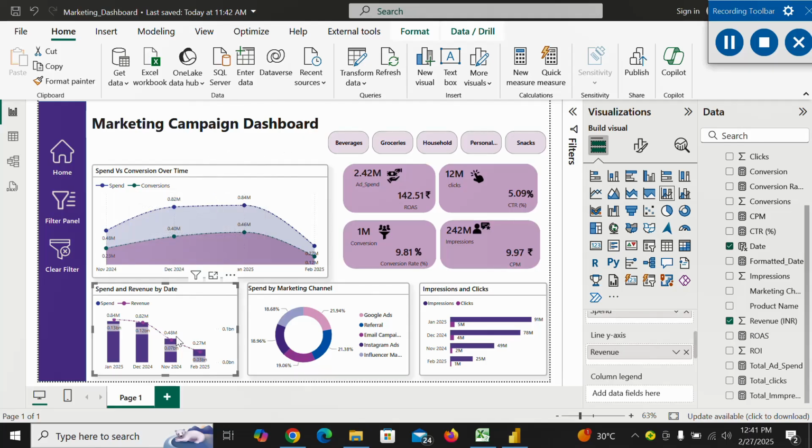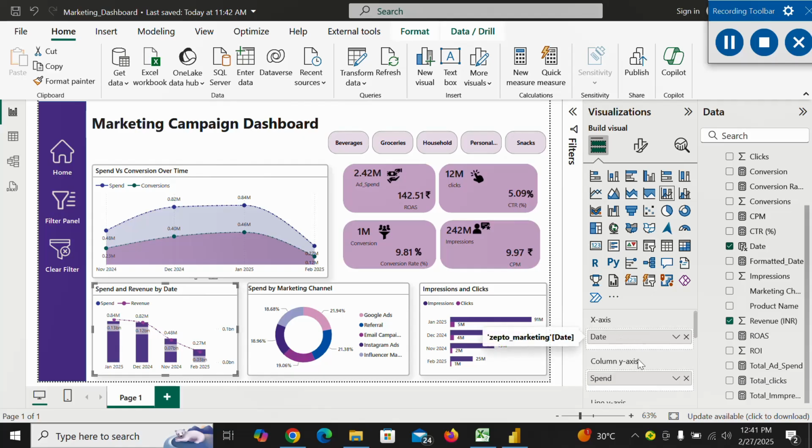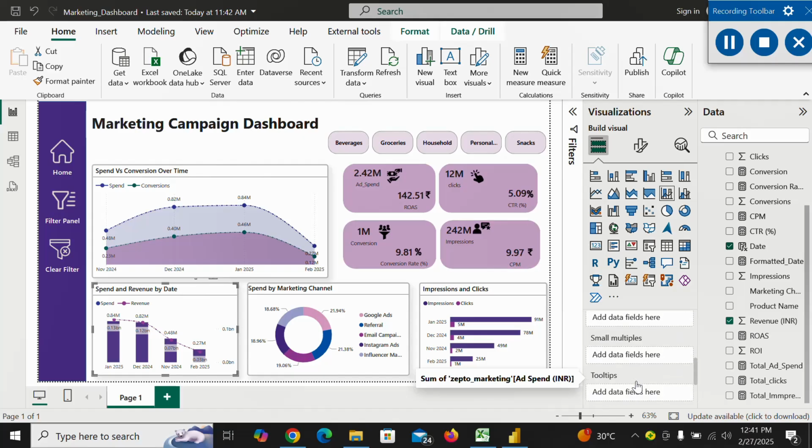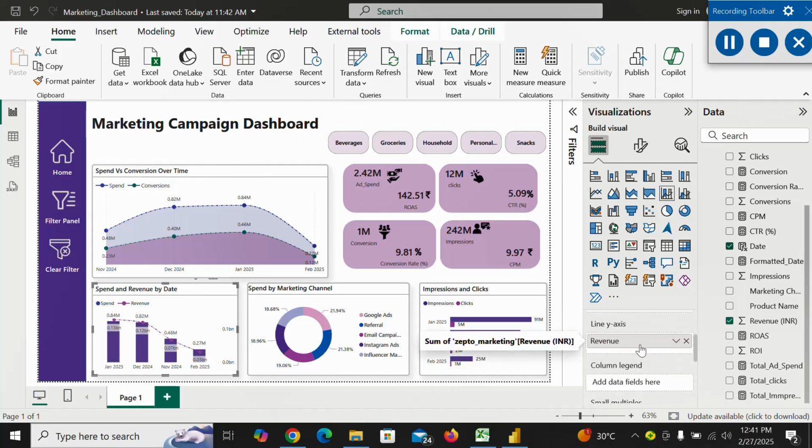This is a line and stacked column chart, which I show from the visualization, this one. In this, for the x-axis I took campaign date, the column y-axis is spend, and the line y-axis is revenue. This chart helps to compare marketing investment to how much revenue is earned.